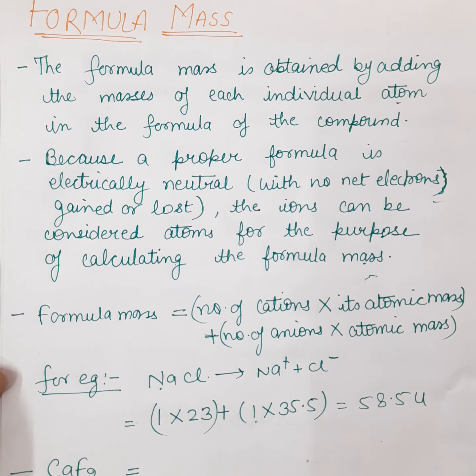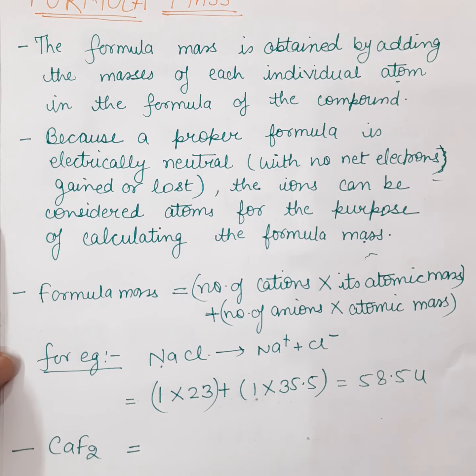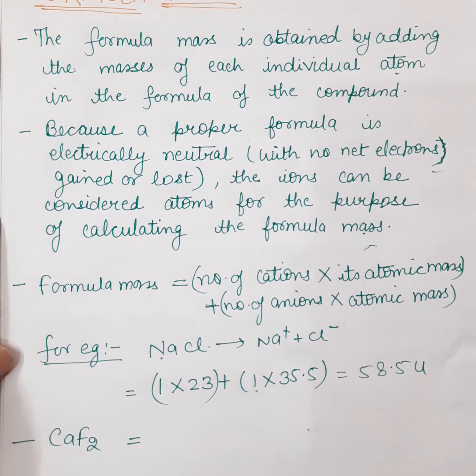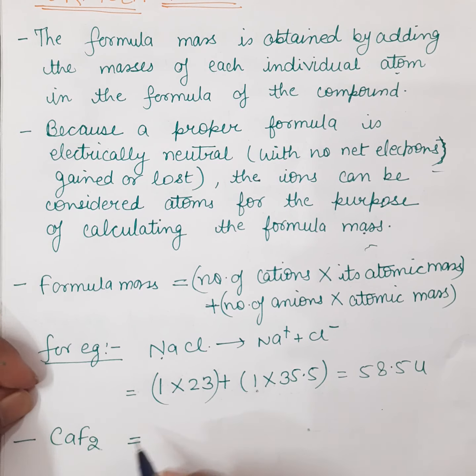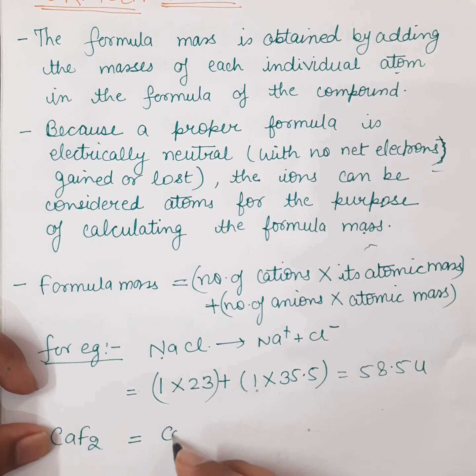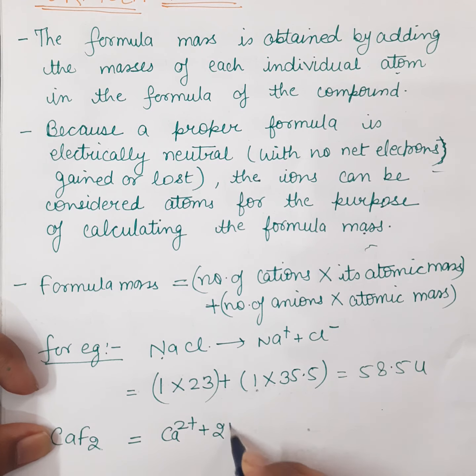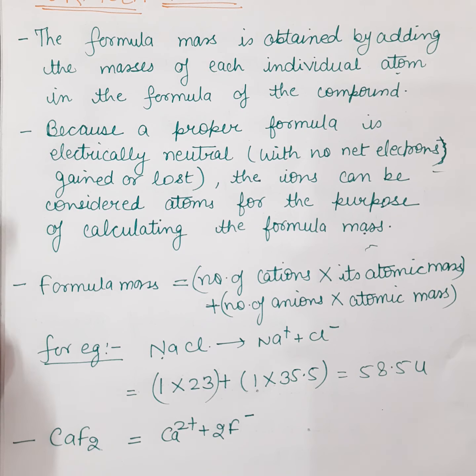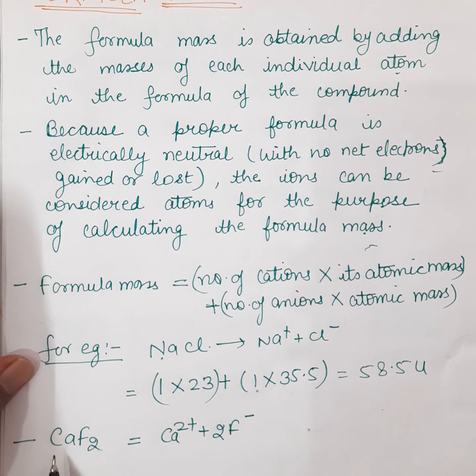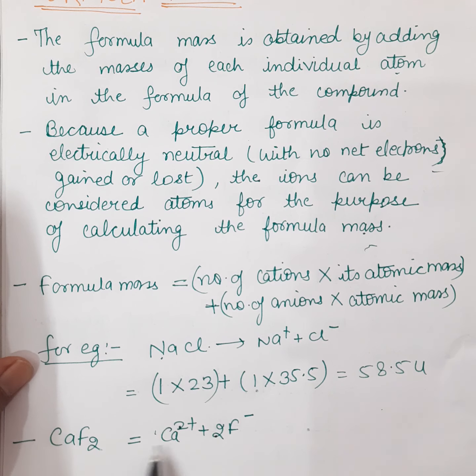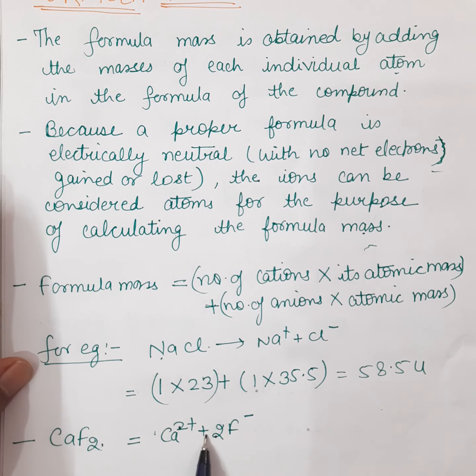Next, for practice, let's take another example, calcium fluoride, CaF2. We must know the atomic masses of each atom. If we dissociate, it converts into Ca2 plus and 2F minus. We have already learned about the conservation of mass, so we have to balance the equation. Here there is only one calcium. How many fluorides are there? 2. To balance the fluoride, I'll multiply F minus by 2.